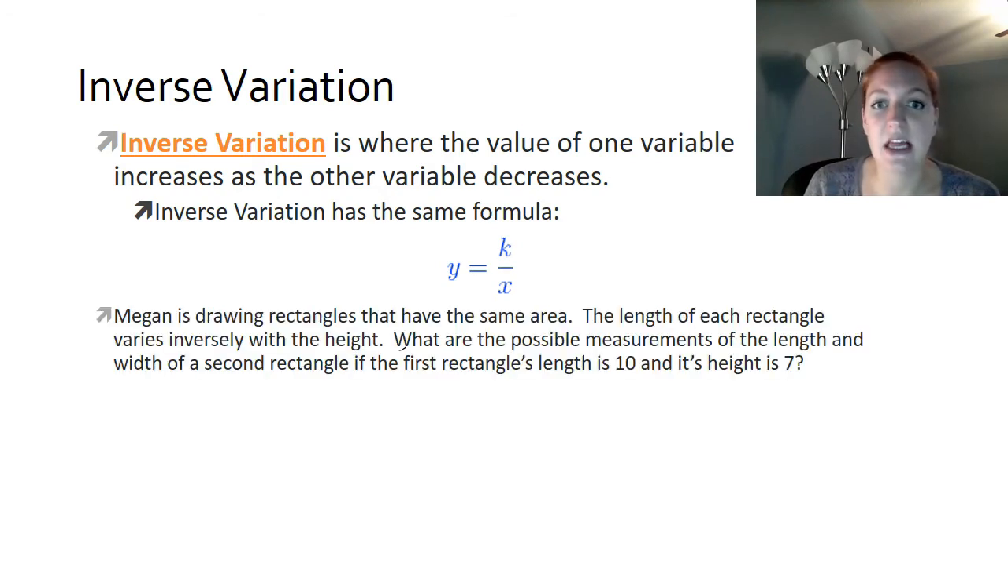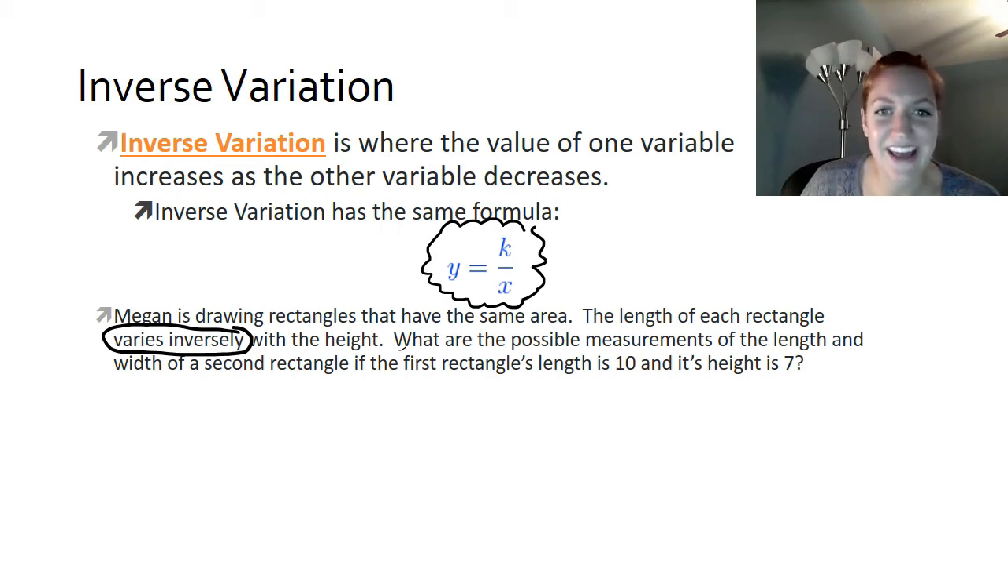Let's go ahead and see how that applies to an example problem. So Megan is drawing rectangles that have the same area. The length of each rectangle varies inversely with the height. And as I read that sentence, I should say, ooh, it doesn't say varies directly. It says varies inversely. So that means I need to use this inverse variation formula right here that I've so kindly given you, right? Okay.